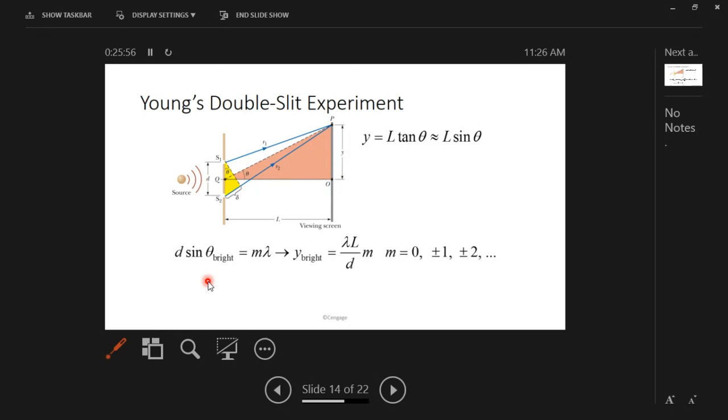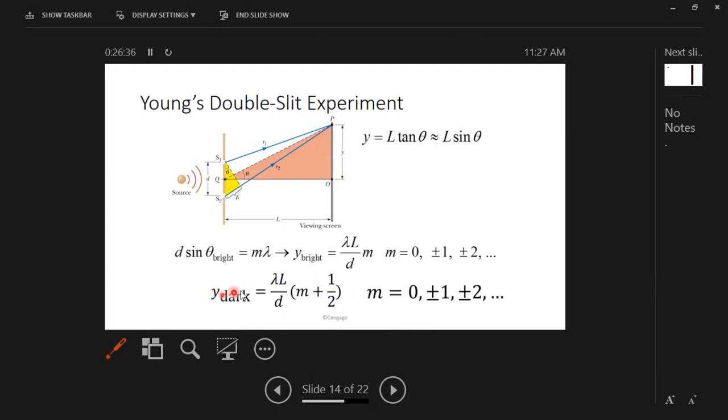For the dark fringes, you're going to do the same thing. You're going to say d times sine of theta for the dark fringes is equal to m plus 1/2 times lambda. That's the formula that you saw in the previous slide. Now, again, replace sine theta by y over L, and then you are going to get this formula for the dark fringes. y for the dark fringe is lambda L over d times m plus 1/2, where m can be 0, plus minus 1, plus minus 2, and so on.